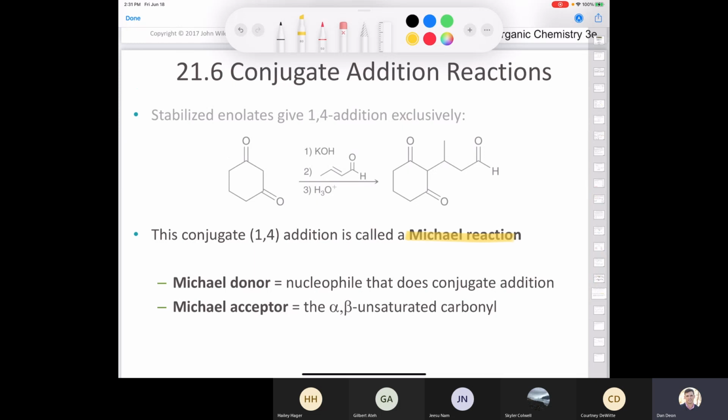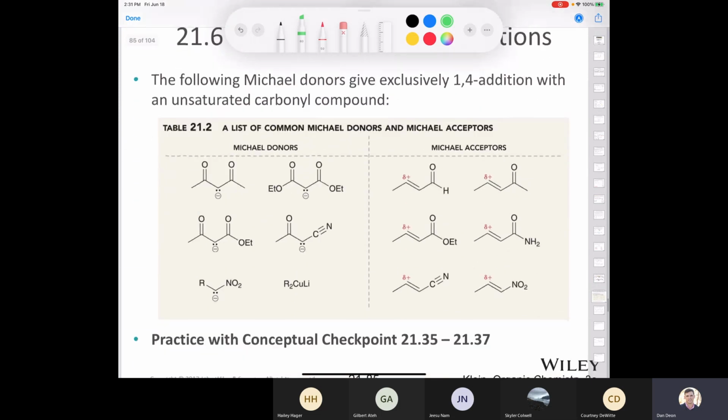And the nucleophile, we call that the Michael donor. And the electrophile, which is our alpha beta unsaturated carbonyl, whether it's an aldehyde or a ketone, we call that our Michael acceptor. So a Michael donor and a Michael acceptor. Well, with all that in mind, let's take a look at this table here, which covers some common Michael donors and Michael acceptors that we are going to run into in this class. If you're the kind of person who might be interested in writing a standardized exam in organic chemistry or that involves organic chemistry, these are the types of Michael donors and Michael acceptors that you would need to know.